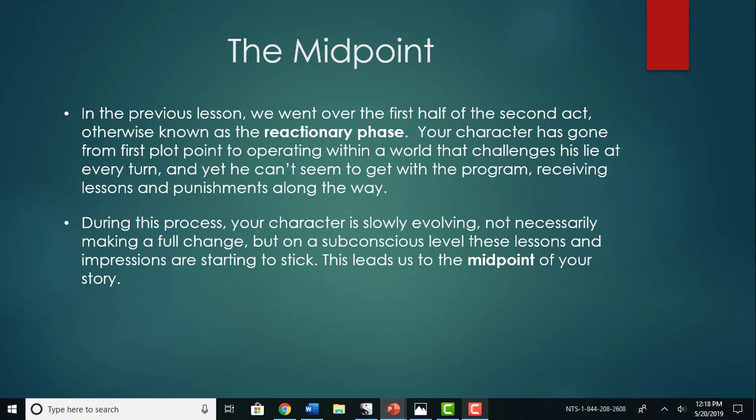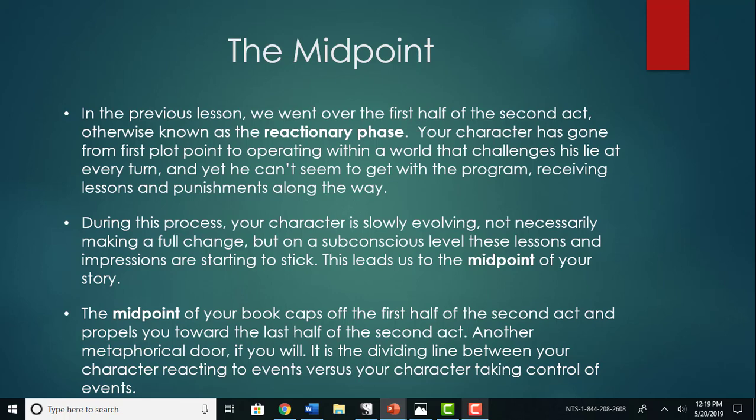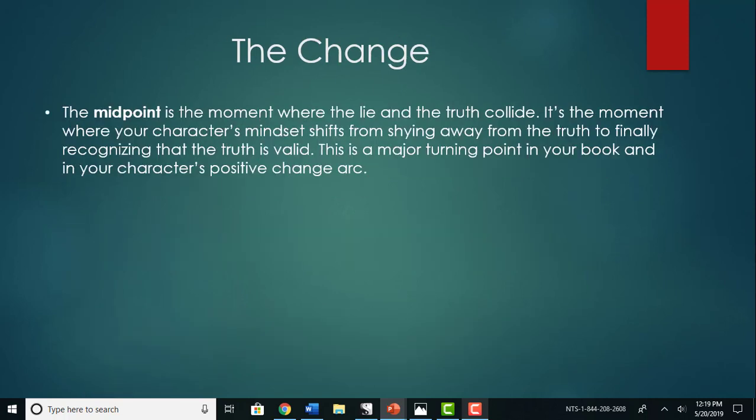During this process, your character is slowly evolving, not necessarily making a full change, but on a subconscious level, these lessons and impressions and even punishments are starting to stick. And this is going to lead you up to the midpoint of your story, which is halfway through the second act of the book. The midpoint caps off the first half of the second act and propels you toward the last half of the second act. Another metaphorical door, if you will. So it's the dividing line between your character reacting to events versus your character taking control of events.